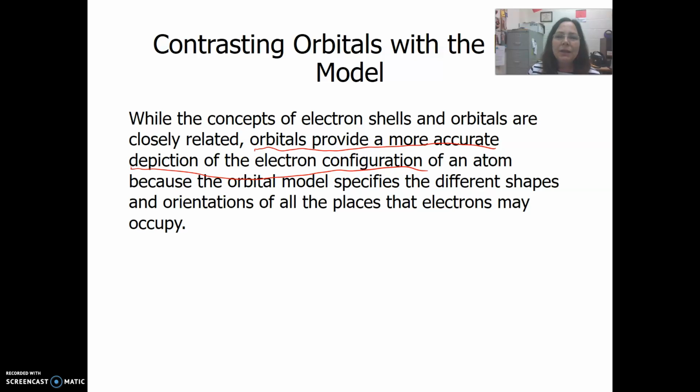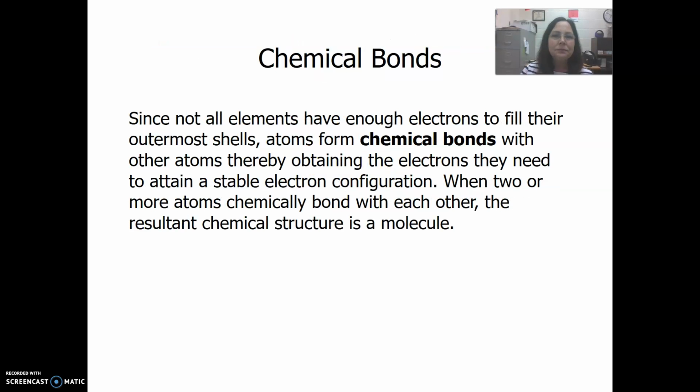So it is more accurate to use the orbitals as pictures, but they're very difficult. It's very difficult to draw that and to even understand it. But the orbital model is more specific in where each electron is located.